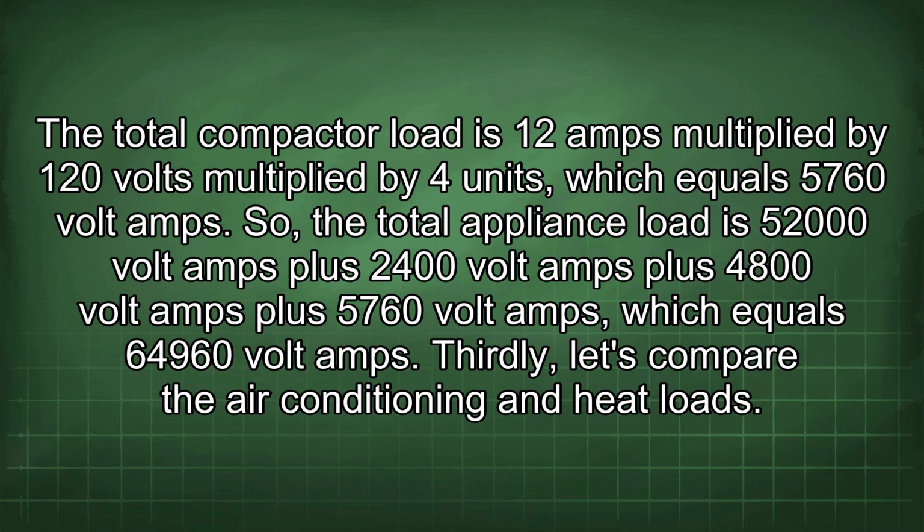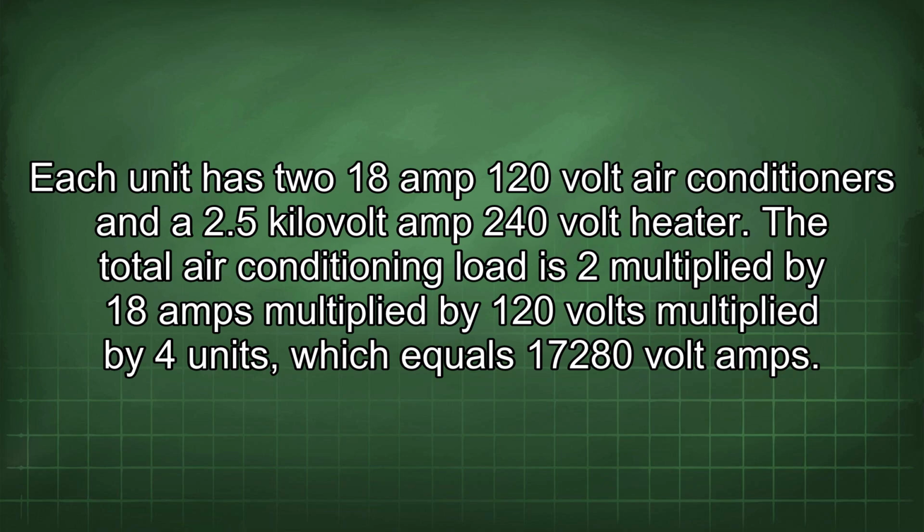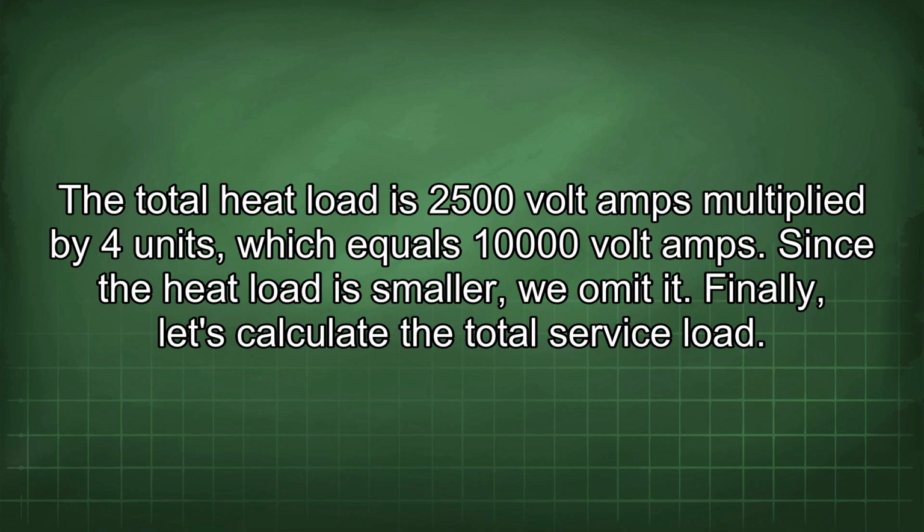So, the total appliance load is 52,000 volt amps plus 2400 volt amps plus 4800 volt amps plus 5760 volt amps, which equals 64,960 volt amps. Thirdly, let's compare the air conditioning and heat loads. Each unit has two 18 amp 120 volt air conditioners and a 2.5 kV amp 240 volt heater. The total air conditioning load is 2 multiplied by 18 amps multiplied by 120 volts multiplied by 4 units, which equals 17,280 volt amps. The total heat load is 2500 volt amps multiplied by 4 units, which equals 10,000 volt amps. Since the heat load is smaller, we omit it.